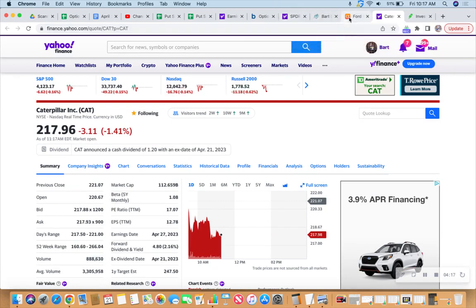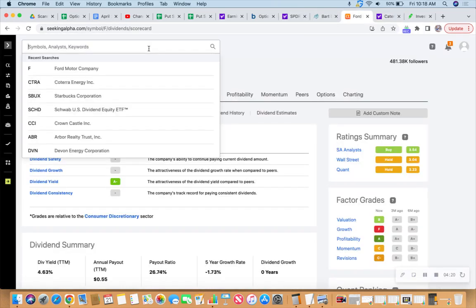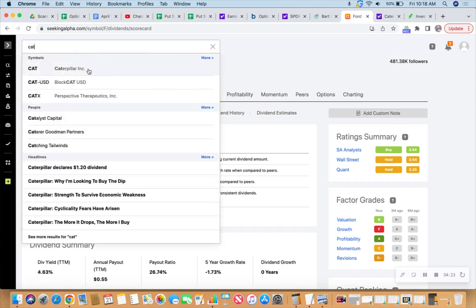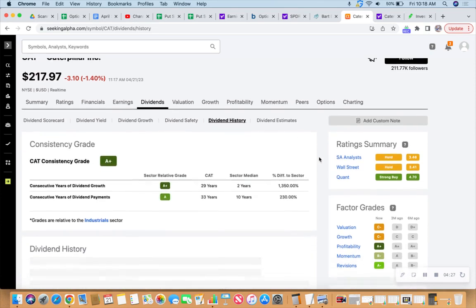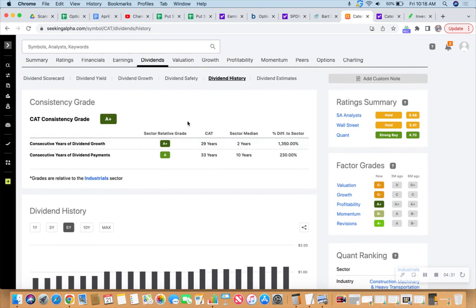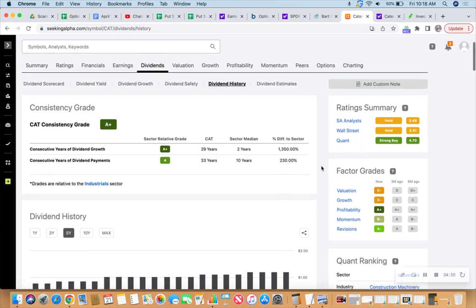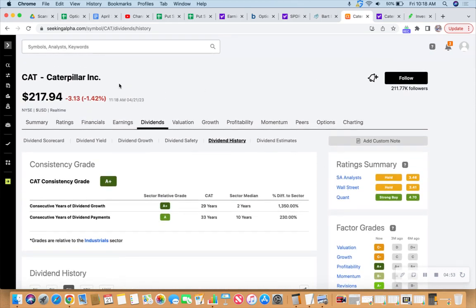Let's find out from our friends over on Seeking Alpha. How many consecutive years have they paid a dividend? Dividend history. So they are dividend aristocrats. They've paid 33 consecutive years with 29 consecutive years of dividend growth, and the sector median is 2 years. So we got that going for us. And look, those propeller heads, the quantitative robots over there, they say Caterpillar's a strong buy. I think Caterpillar is a great company.